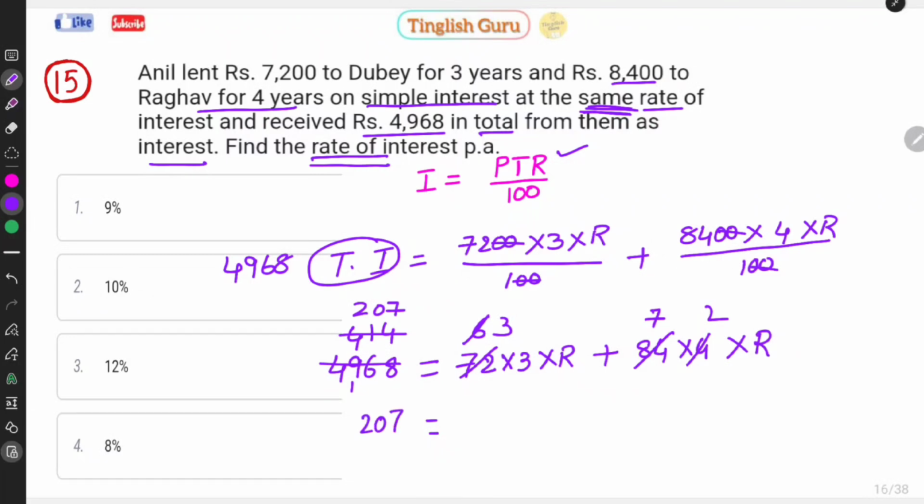Then here it is 207 and this will become 9 plus 14, that is 23 R. Therefore, R is equal to 207 divided by 23, that is equal to 9%. So, our option is 1.